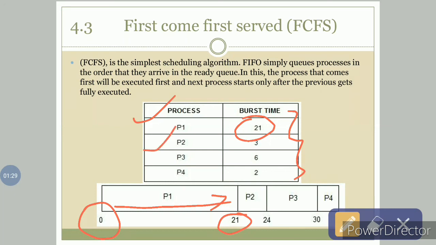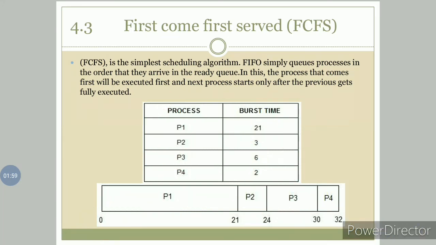Next P2 starts from 21 units of time and takes 3 units of time for its execution, so 21 plus 3 gives you 24. Next P3 has 6 units of time for its execution, so it comes in at the time unit of 24 and starts execution with 6 units of time and gives you 30. And last comes P4 with execution time of 2 units of time and gives you 32. So this is the overall scheduling algorithm of FCFS, first come first serve.